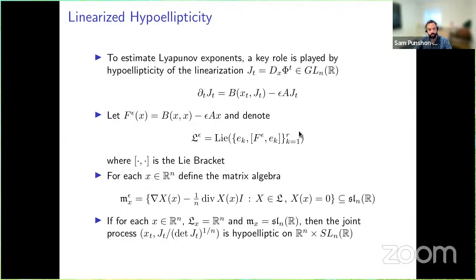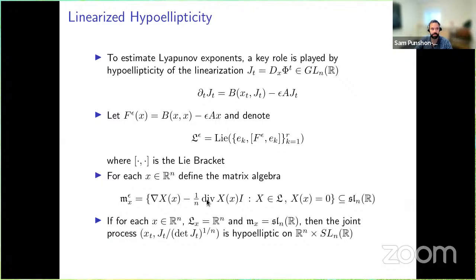If we define this Lie algebra, then for every x, we also define an analogous matrix algebra. And what this is, is that for every x, in that Lie algebra I look at all the vector fields that vanish at the point little x, and then I linearize those vector fields. I take the derivative. So this defines now a matrix in SLN, because if I subtract off the divergence like this, I get something which is traceless. And so this, you can show, is actually a Lie subalgebra of SLN for every x.